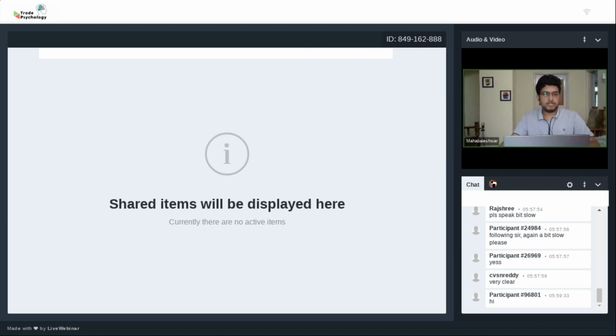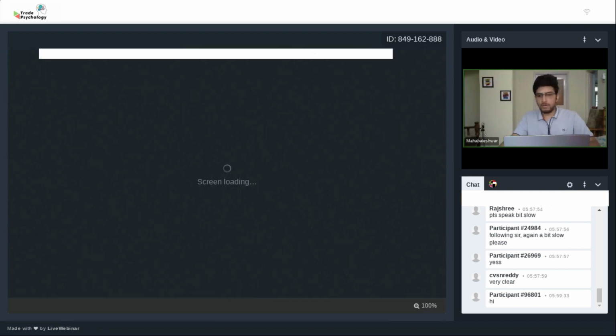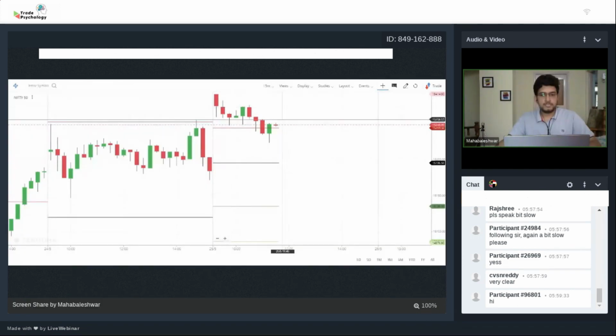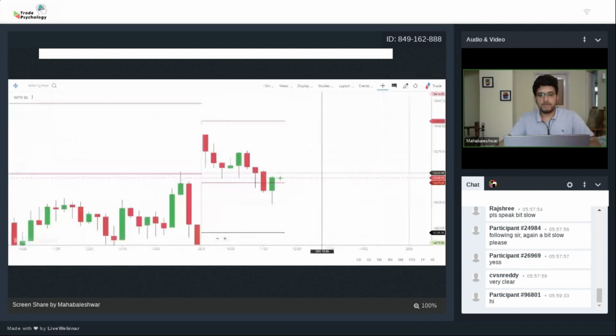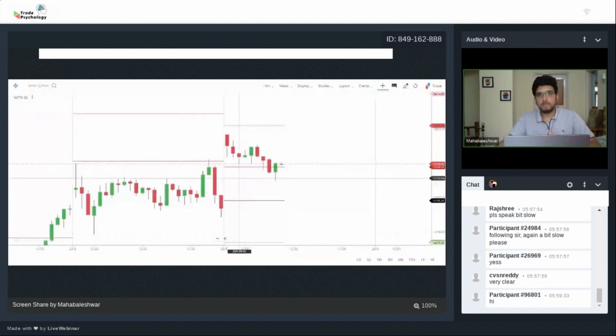So let me share the chart of Nifty, and we'll show you the trading setups we followed in the morning session. You can see this is the 15 minutes time frame of Nifty, right? Usually we use the 15 minutes time frame for intraday trading because we find it a highly profitable time frame, based upon our experience.